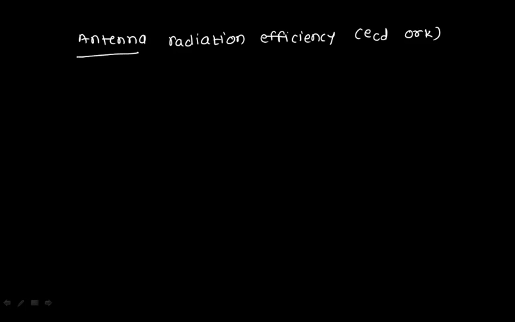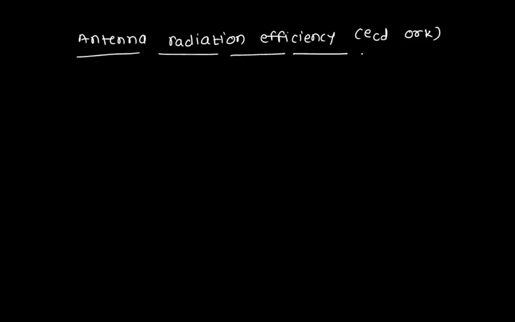Now, the next very important parameter of antenna is the antenna radiation efficiency. So, how can I calculate antenna radiation efficiency? What is the meaning of antenna radiation efficiency? That we will discuss. So, the next parameter is antenna radiation efficiency. Now, how will it be denoted? It will be denoted by ECD, or you can denote it with the English alphabet K also.